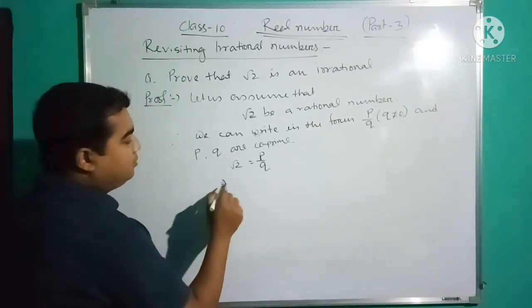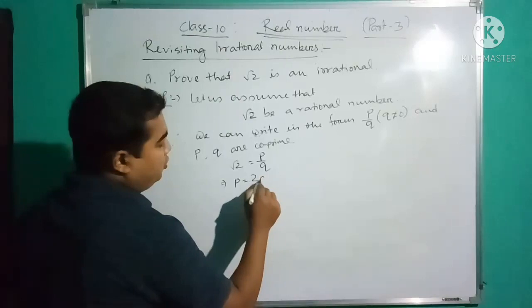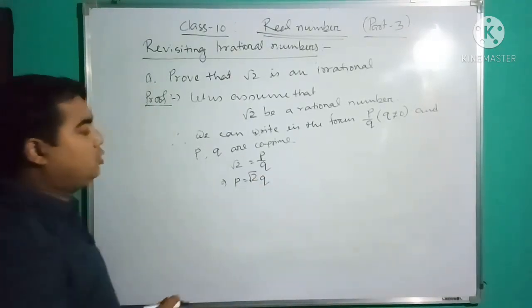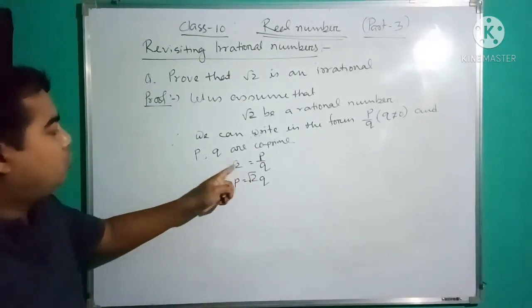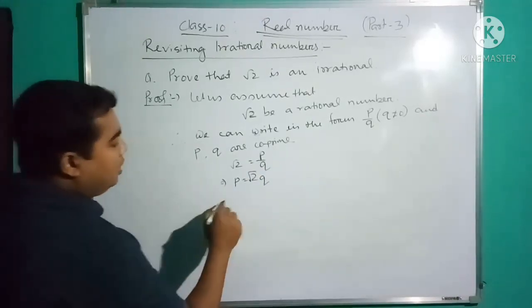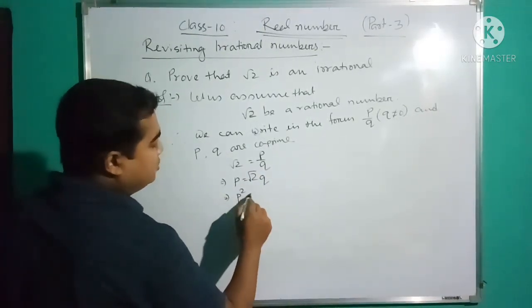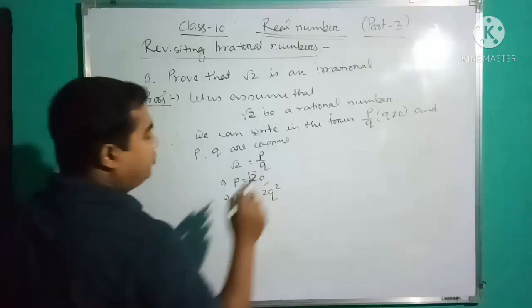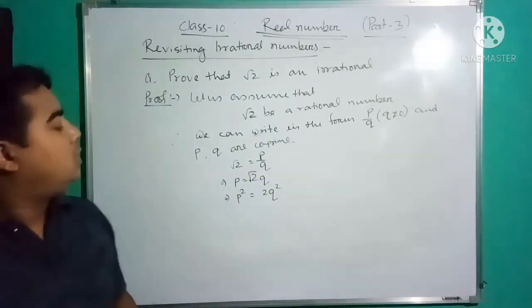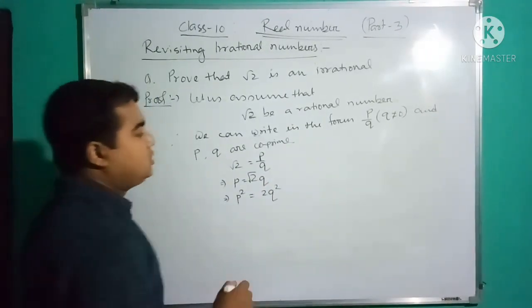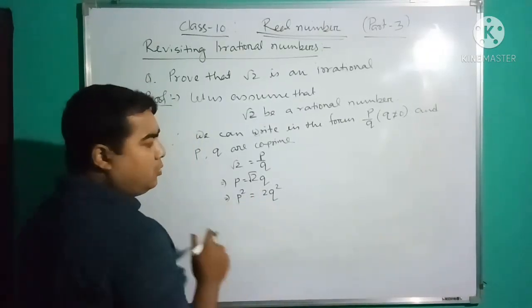Now cross multiply it, then p equals root 2 times q. Now square both sides. p square equals 2 q square. We got p square equal to 2 q square. See, p square is equal to 2 q square.